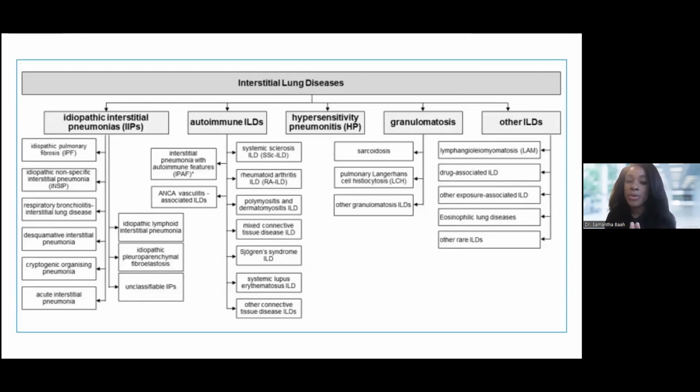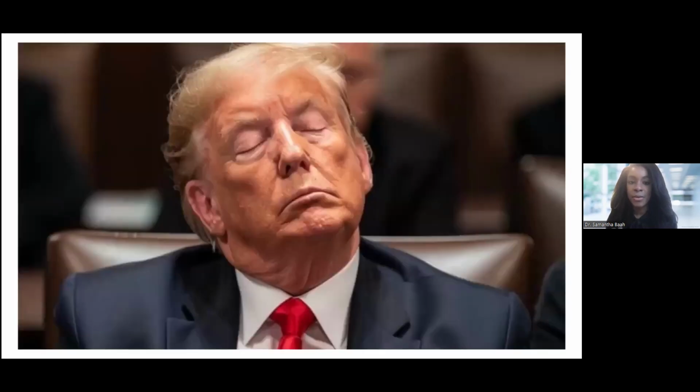There's also autoimmune interstitial lung diseases. A lot of times patients with autoimmune conditions may have pulmonary manifestations before they have the systemic manifestations of their autoimmune condition. So that's something that always has to be on the differential. You have hypersensitivity pneumonias, granulomatous, that's your sarcoid, as well as other, which is the really rare things. So I hope I didn't lose a lot of you with that. I just wanted to make sure that you knew that there's a lot of different interstitial lung diseases, and really you just want to refer to pulmonary.